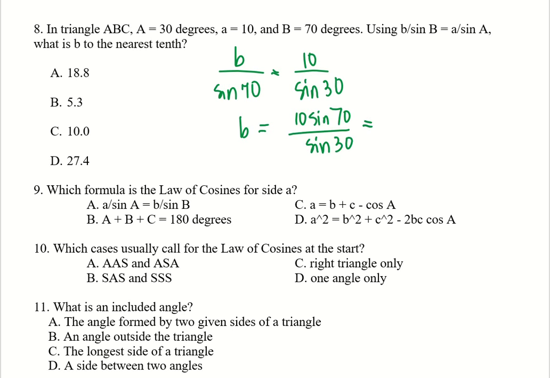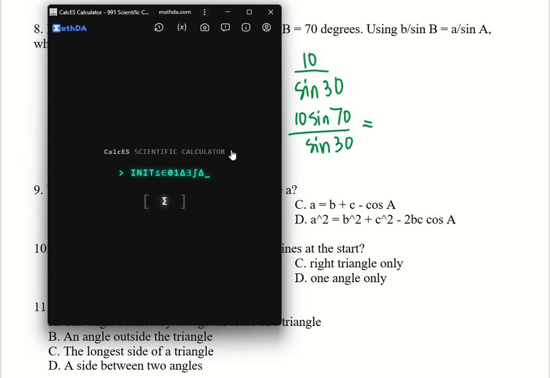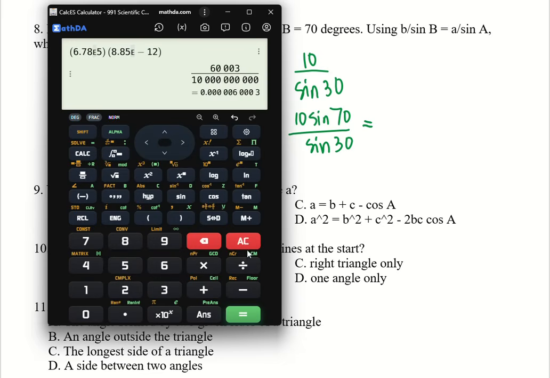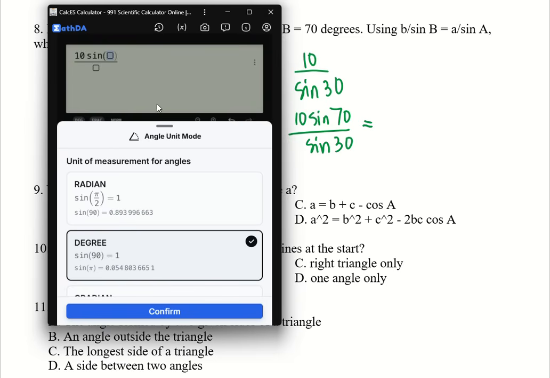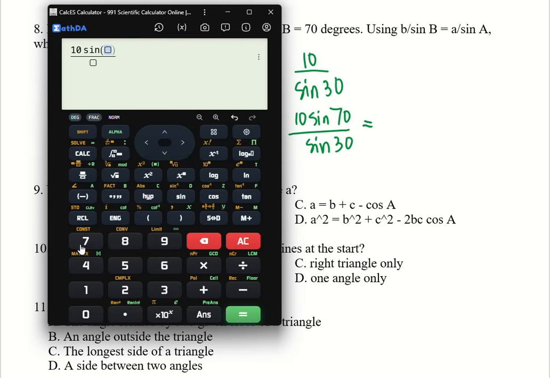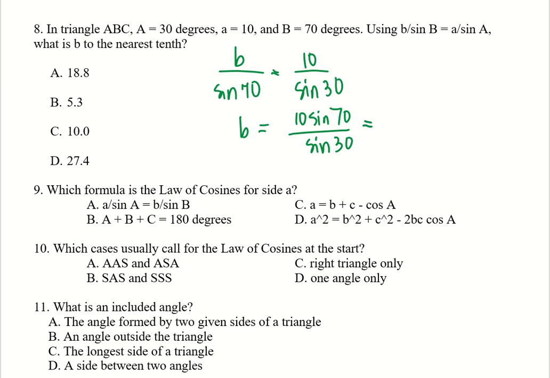Let's use the calculator. 10 sine 70 over sine 30. This will be 18.79 or 18.8. Letter A.